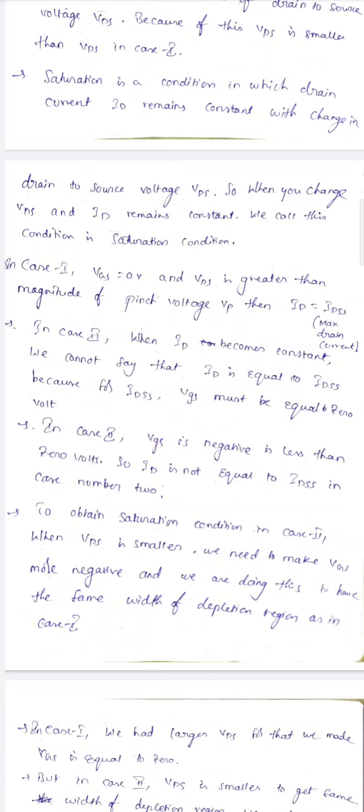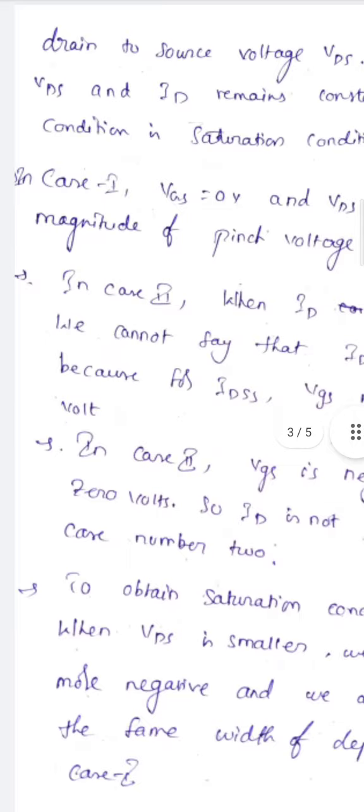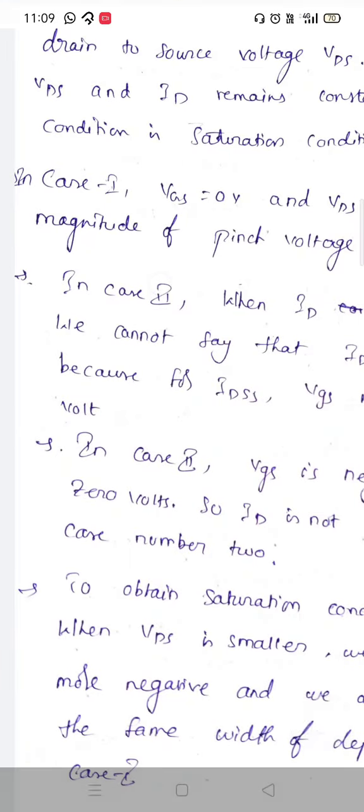So for ID to equal IDSS, VGS should be equal to 0. In case 2, VGS is negative, less than 0 volts. So ID is not equal to IDSS in case 2. Let me make a small correction: here it is not case 2, this is case 1.